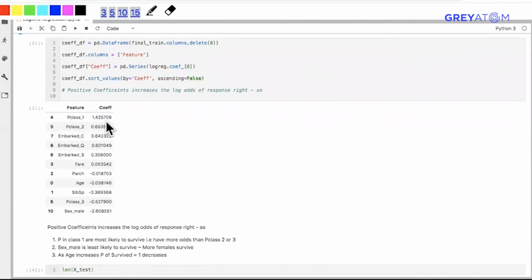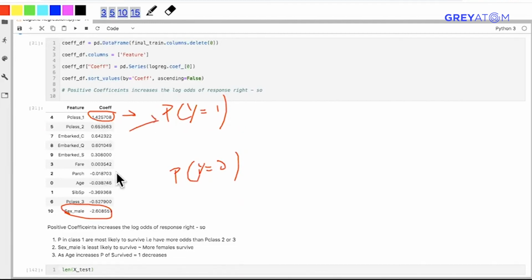Pclass equal to 1 has the highest coefficient. That means this variable contributes the most towards predicting y equal to 1. And then there's pclass and someone who embarked at C. And you remember how males were not surviving? Look at this: sex male is actually a negative coefficient here. So this is contributing towards the probability of y equal to 0. Anything that is positive here would contribute towards y equal to 1, and anything that is negative here would contribute towards y equal to 0.